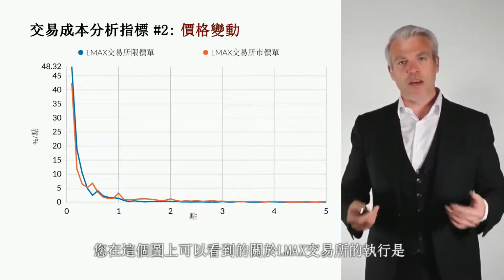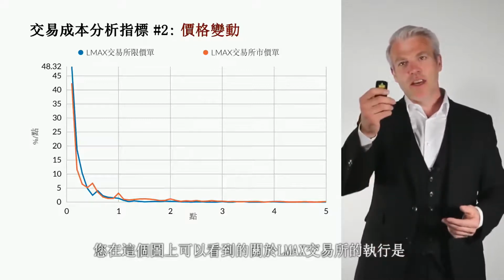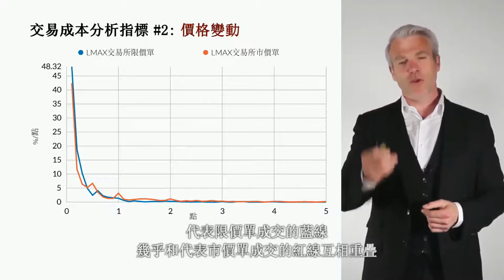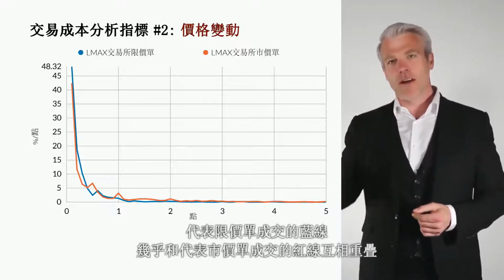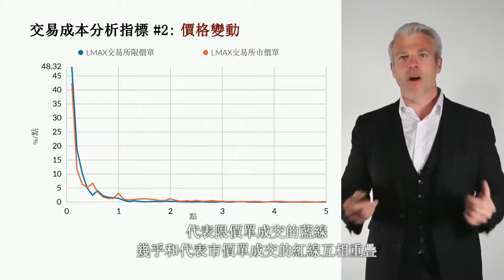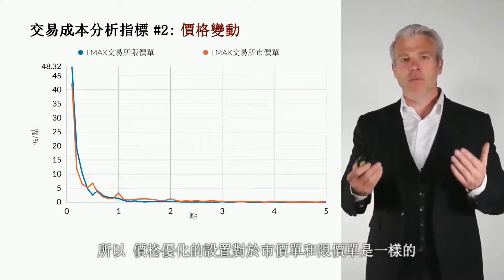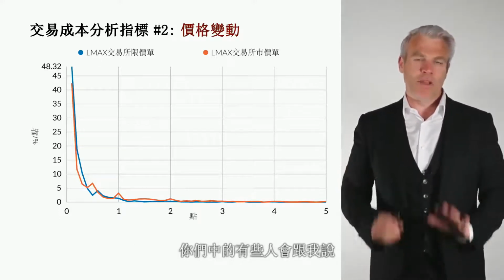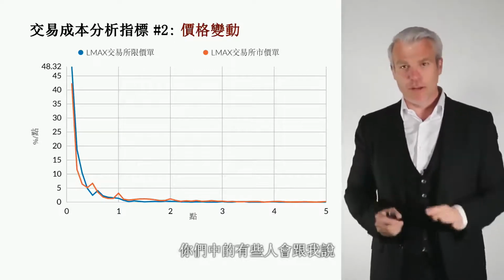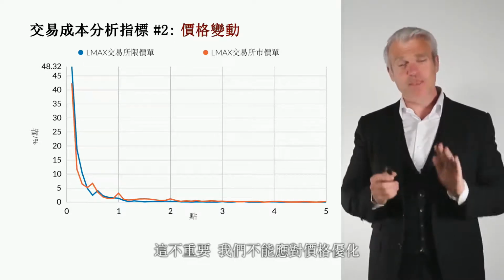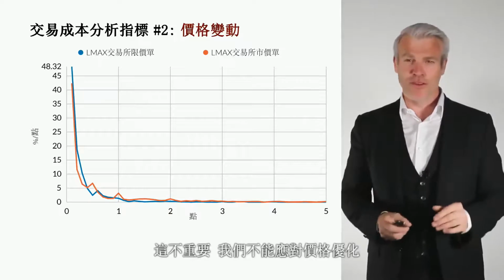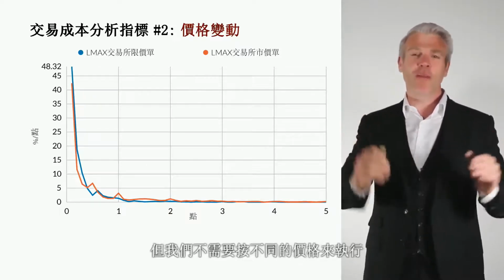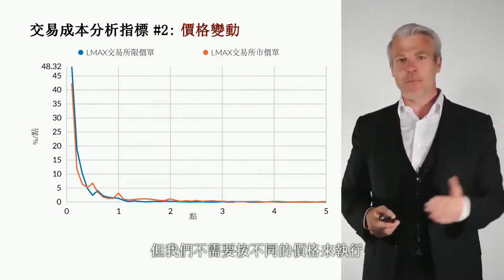But what you see with LMAX exchange is that the blue line, which is limit orders, almost mirrors the red line, which is LMAX exchange market orders. So price improvement is identical for market orders and limit orders. Now look, some of you will tell me that doesn't matter. We can't cope with price improvement. We send an order in to be filled, either fill me or don't. We can't accommodate being filled at a different price.